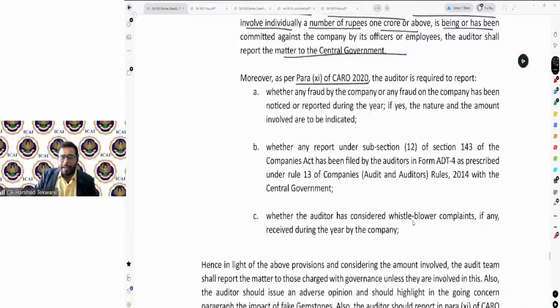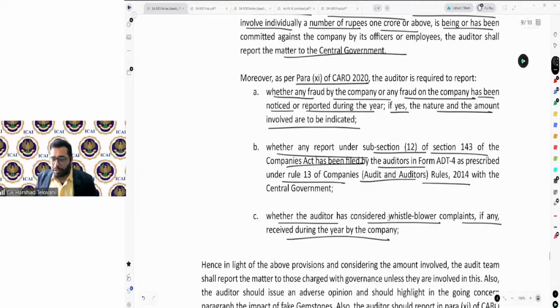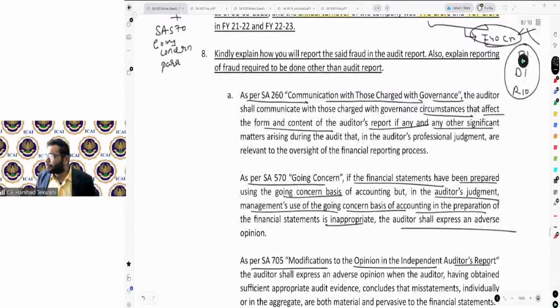If CARO is applicable, then para 11 of CARO 2020: whether any fraud by the company or fraud on the company has been noticed or reported during the year. If yes, the nature and amount involved to be indicated. Whether any report under sub-section 12 of section 143 of the Companies Act has been filed by the auditors in Form ADT-4 under rule 13 of the Companies (Audit and Auditors) Rules, 2014. Whether the auditor has considered whistleblower complaints, if received during the year by the company. So all these areas are there where the reporting is required to be done.